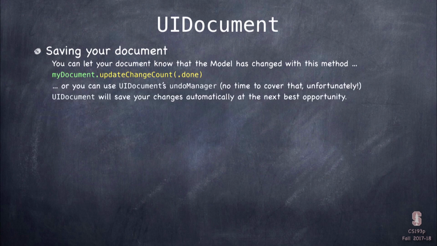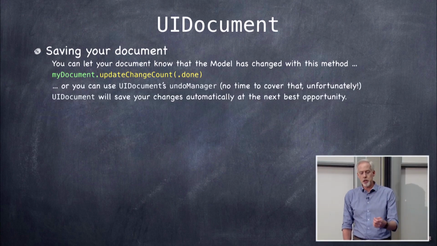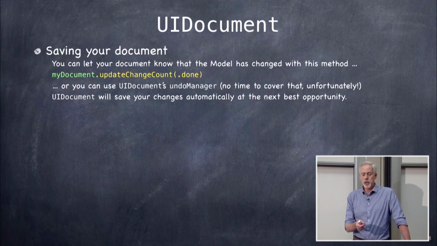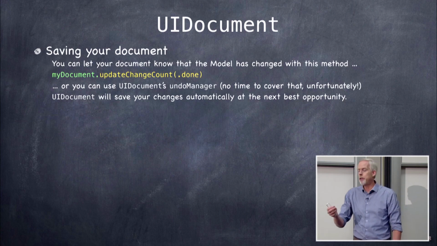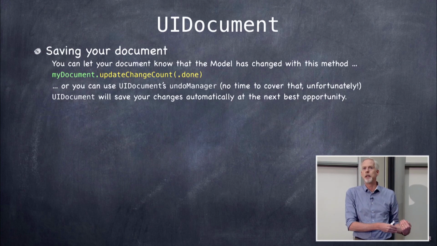Okay, you can save your file explicitly, or you can just do auto-saving. If you do auto-saving, this is the method you have to call to tell your UI document, I've changed. Okay, update change count .done. Another way, by the way, to do this is to use the undo manager of UI documents. Unfortunately, I don't have time to teach you about doing undo. Undo manager is a really cool little class where every time you do an operation like drag a new emoji in or resize it, you go to the undo manager and say, I just did this operation and here's a closure for how to undo it.